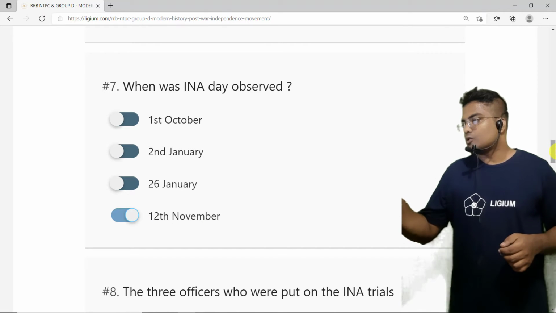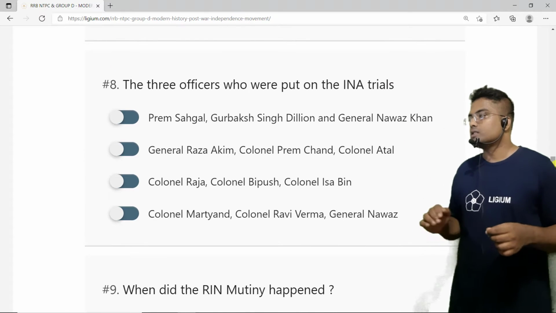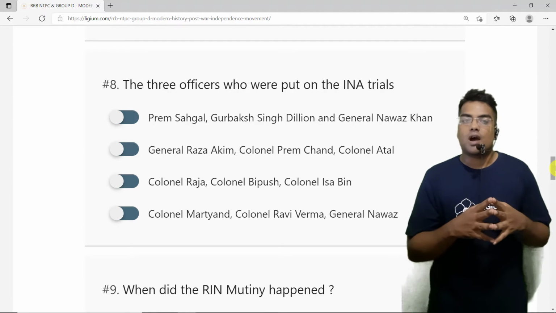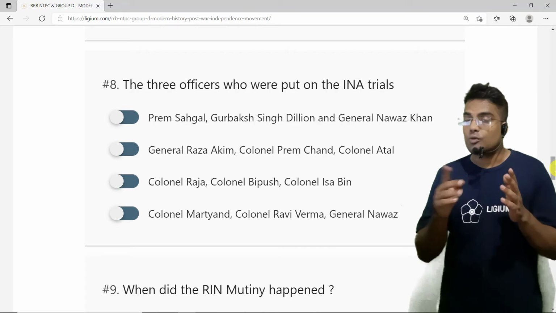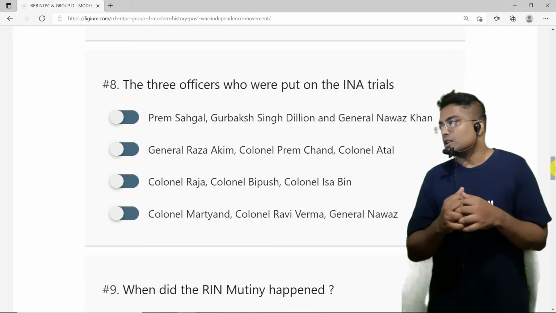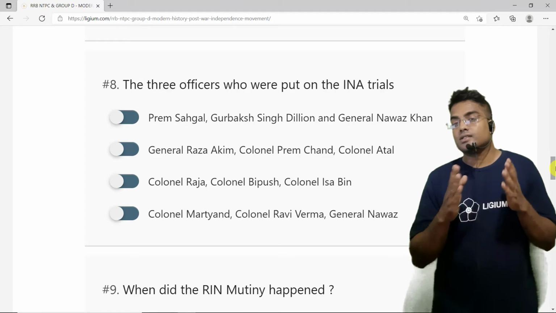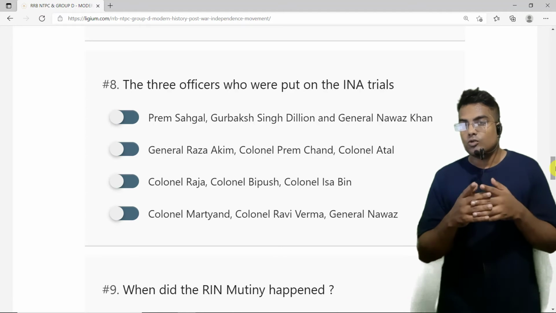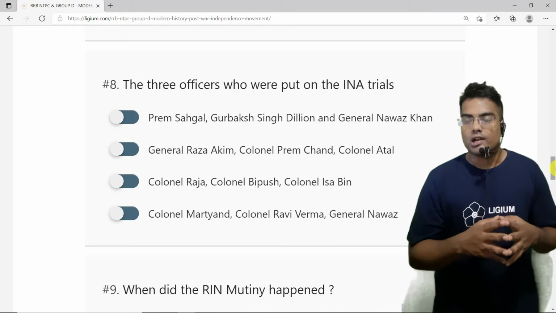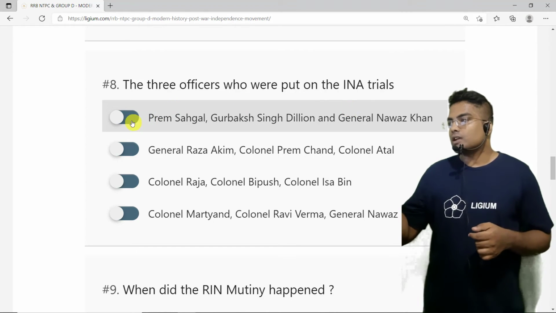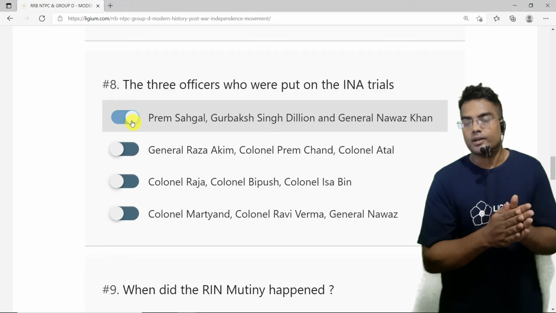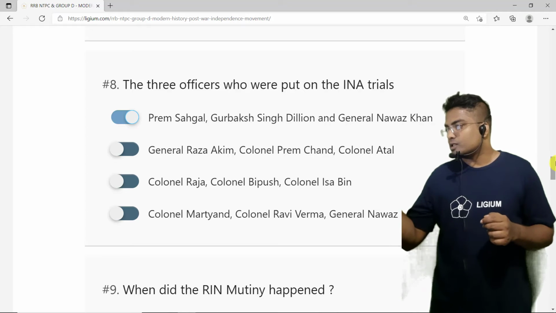Then we have the eighth question. The three officers who were put on the INA trials. We have the first option: Prem Sehgal, Gurbakh Singh Dhillon, and General Nawaz Khan. This is the correct answer. Prem Sehgal, Gurbakh Singh Dhillon, and Nawaz Khan were the people who were put on trial. So the correct answer is option A. You have to memorize these names. These three names are very important in Indian history.